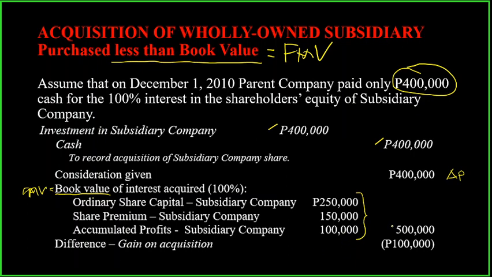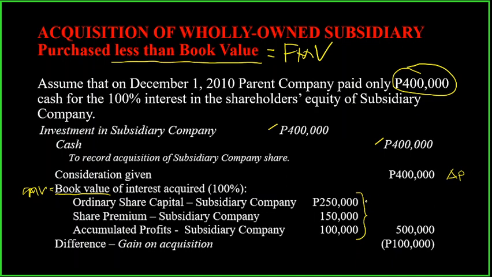Okay, so you now have 500. Now you have a negative 100,000. This is your gain on acquisition. Okay, or gain on bargain purchase. Kung positive, it's goodwill. If it's negative, it's gain on acquisition. Okay po. So, ayun. Now, this will be our guide in our elimination.